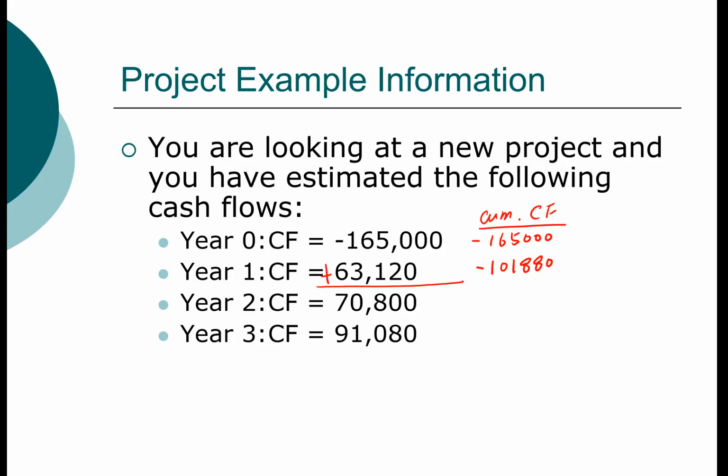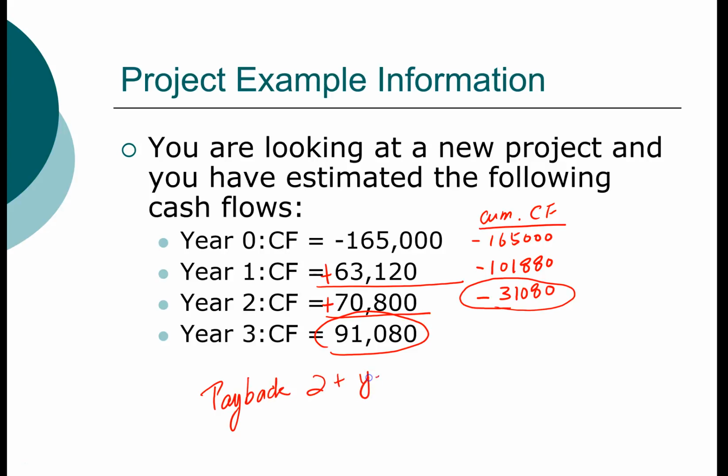So again, pause the video to make sure that you are following along the calculation that we are going through. Of course, we don't have our money back yet. We are still out over $100,000. So we know that it takes at least year two. Year two, we make another $70,800. So we add that back and we find that we are still out $31,080 after year two. In year three, we're going to get $91,080. So we know we're going to get all of our money back by the end of year three. So the payback that we are looking at is going to be 2+ years.